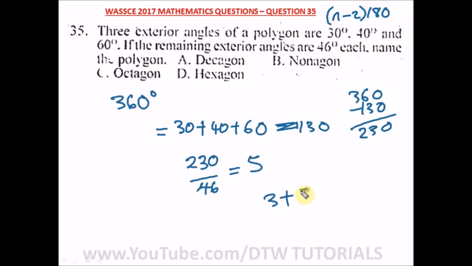So 3 plus 5 is 8. So a polygon with 8 angles is called an octagon. Remember, nonagon is 9, decagon is 10, and hexagon is 6. Please try to remember that. So the polygon with 8 angles is an octagon, and our right option is option C.